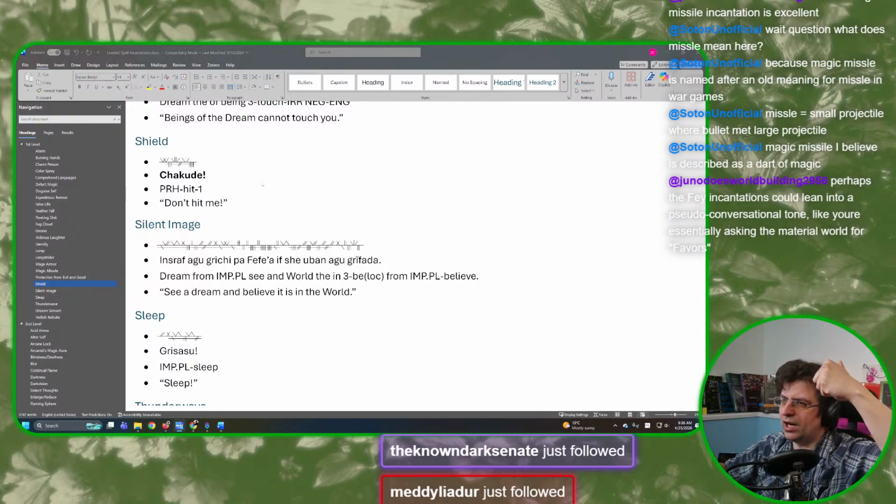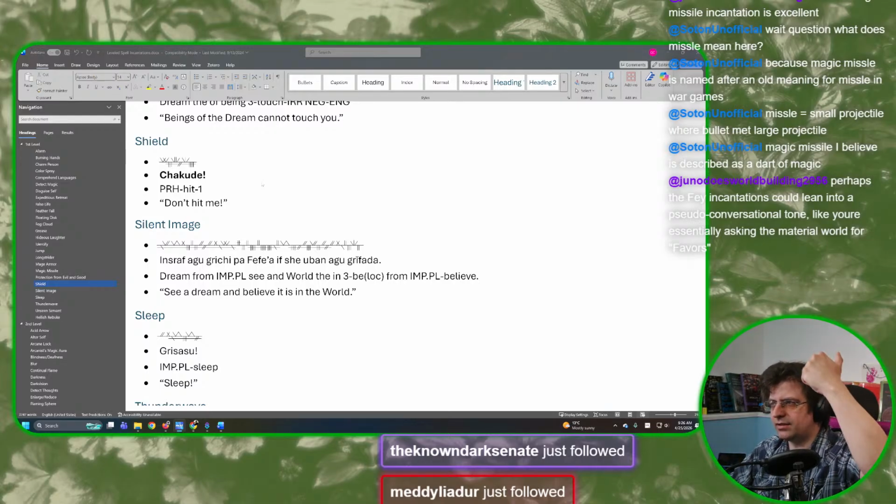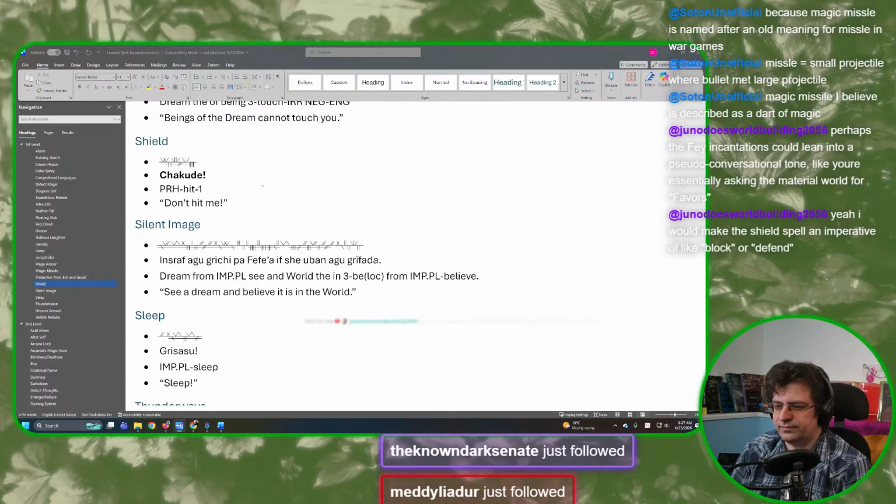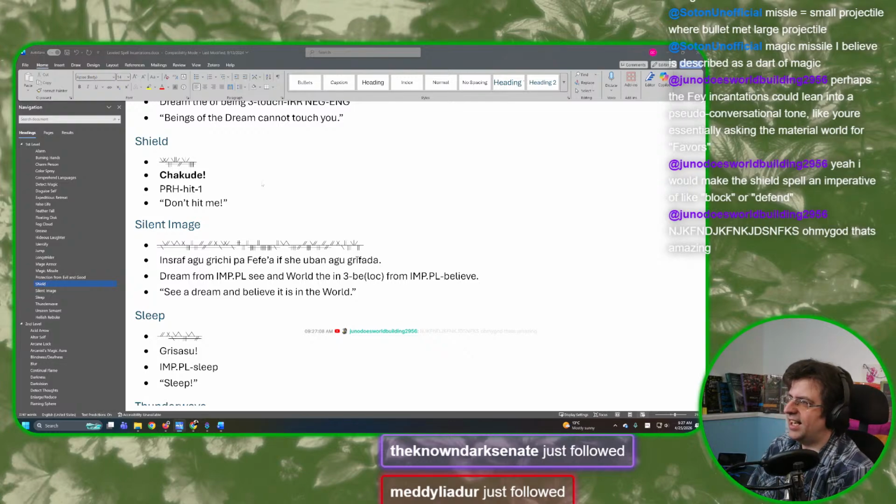And I think that may be where I really got the idea that we can use commands even when the spell is not actually a command. It's just like chakude, and that is how you cast shield, and it's very clear what you're doing. Yeah, block or defend could work too. It just happened to be that I have this prohibitive marker, and also Q is one syllable, so we have Chakide.